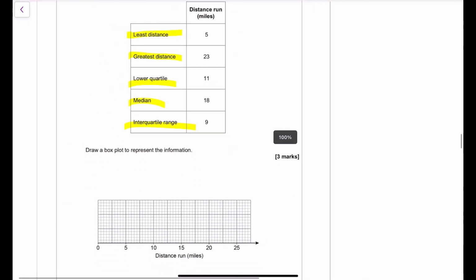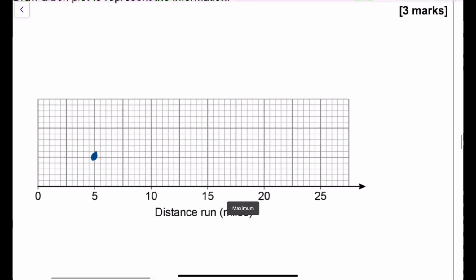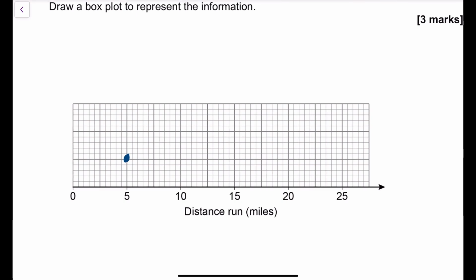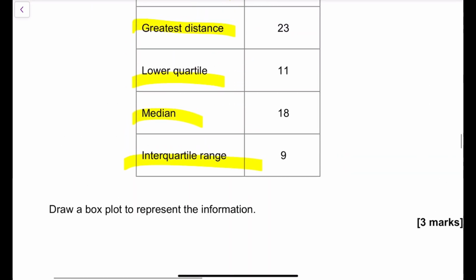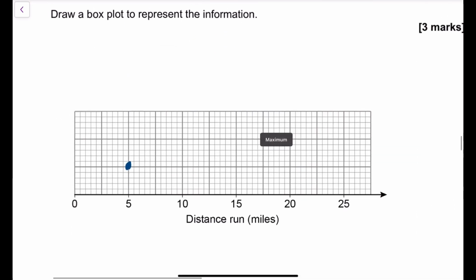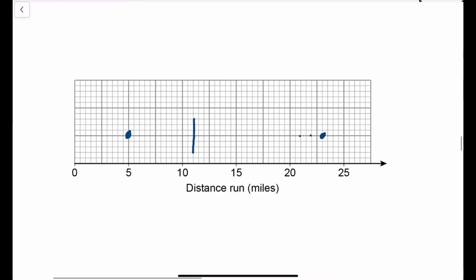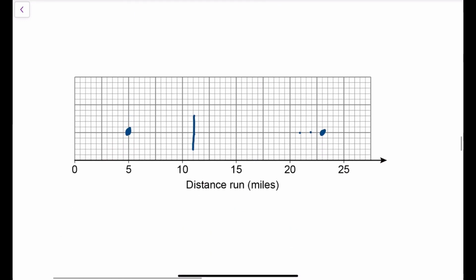We're good to draw this, aren't we? Yep. So least value was 5. The greatest value was 23. So again, 2 wee squares represents 1. So that's going to be 21, 22, 23 then. Right, my lower quartile was 11. So 11 is going to be here, and I'm going to do a line 6 high. There's 11. My median was 18. So 18 is going to be 4 wee boxes shy of being 20.